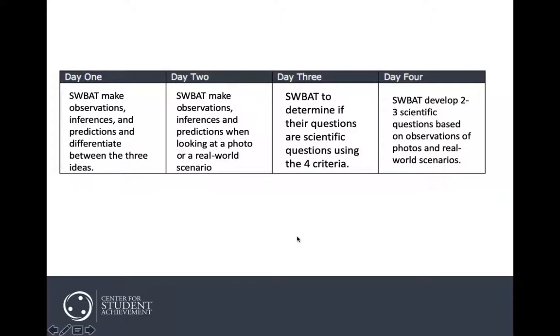So this is what it looks like to take a standard and break it down into 4 days. Really, none of these days until you get to day 4 looks just like the standard, but you're building on those little tiny skills every single day.